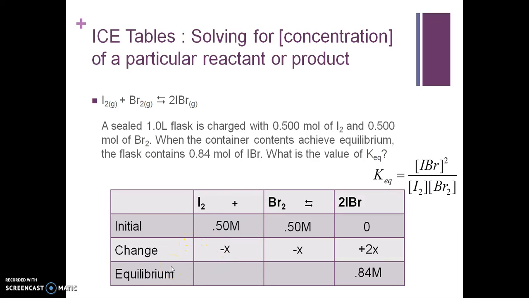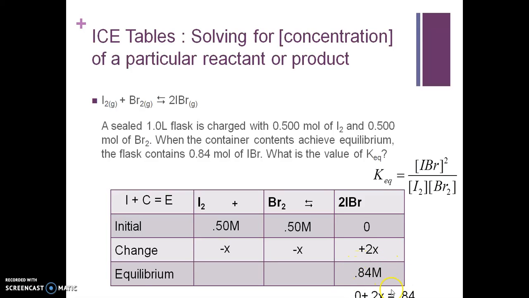And then equilibrium is initial plus change. So whatever I initially started with, minus or plus whatever the change is, that's going to give me what I have at equilibrium. So for iodine, I have 0.5 molar minus X at equilibrium. And then for bromine, I have 0.5 molar minus X. And then for my iodine bromide, I have 0 initial plus 2X equals 0.84. So that's the only one I have so far.